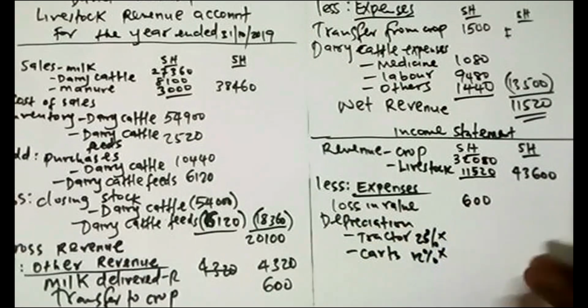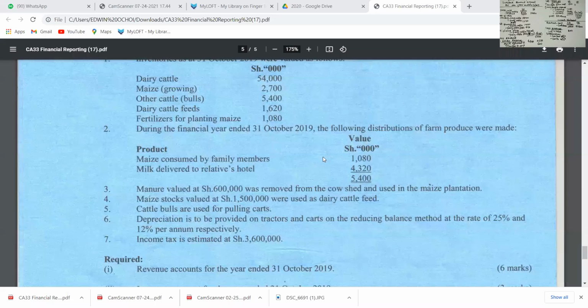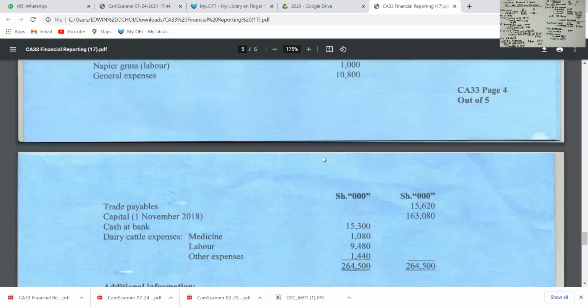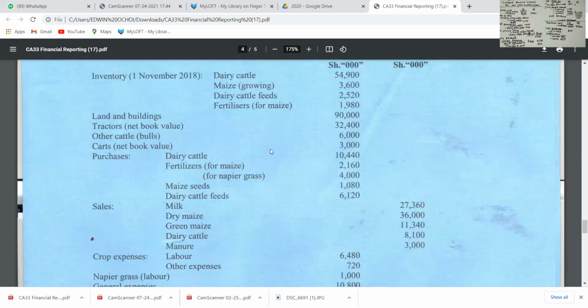So the value of the tractor is under the trial balance. Is it on the net book value? Because they have said the reducing balance method, we have to be careful on that. Yes, the tractor and the carts are on net book value. That is correct. Which means that they have already deducted accumulated depreciation.